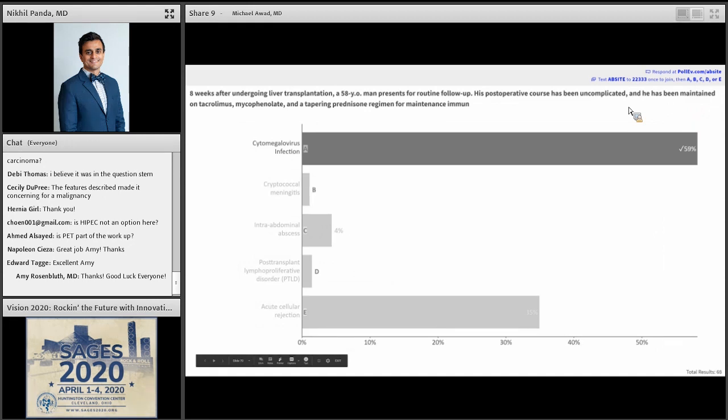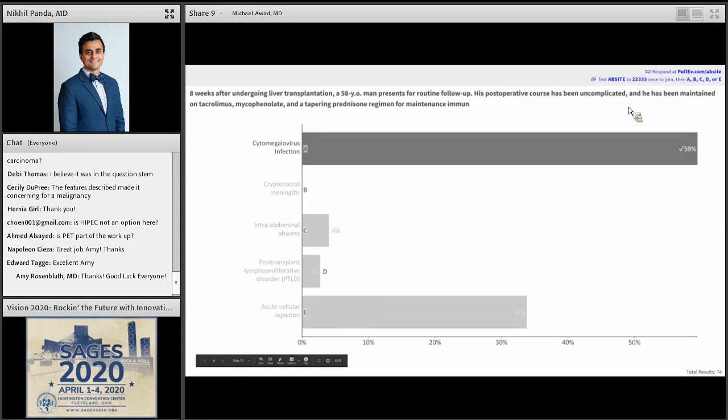Okay, this is an interesting split here. The question stem included a few points that we can go over again, and I'll read them out loud to emphasize. So the first thing is the time frame, 8 weeks after undergoing liver transplant. The second thing is that this patient in that time period is being maintained on a pretty typical dose of maintenance therapy in terms of immunosuppression, which is tacrolimus, Cellcept or mycophenolate, and prednisone.